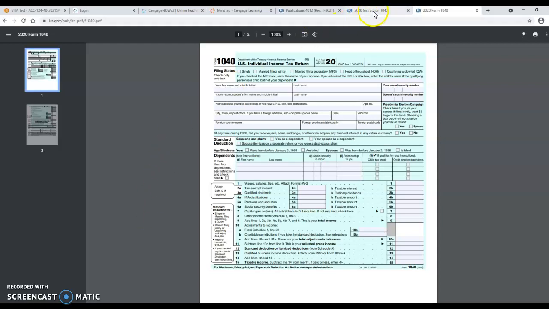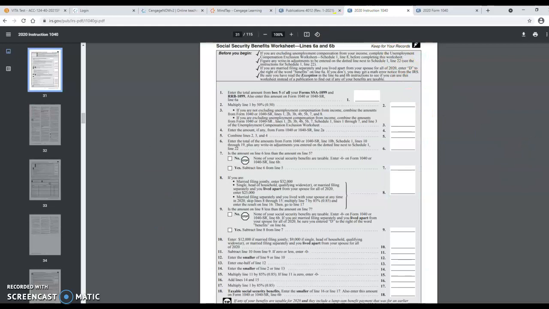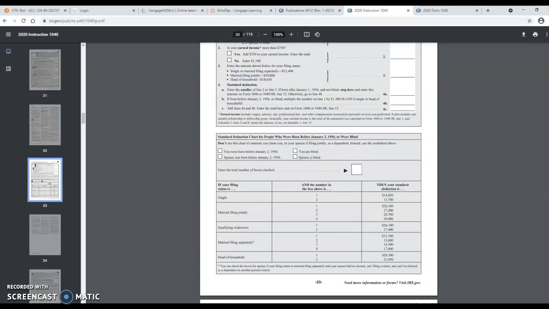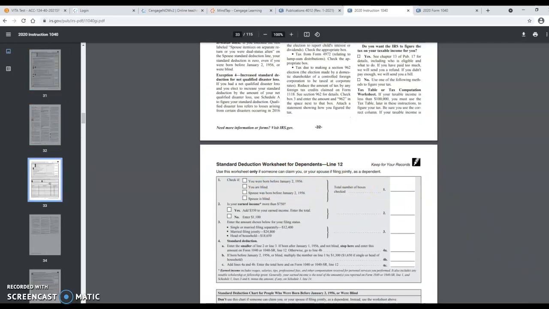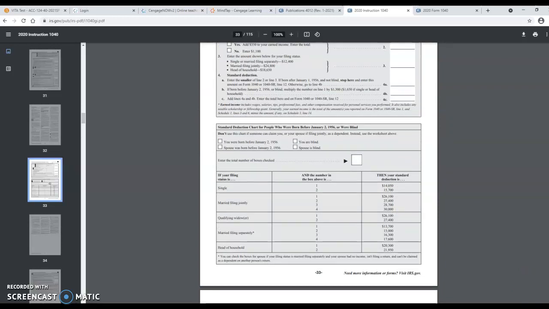And so if you take a look at that, okay, here's a standard deduction worksheet for dependents. Okay, here's standard deduction chart for people who were born before January 2nd, 1956 or were blind. Okay, so they're married filing joint. There's, you know, how many boxes did you fill out here, and that tells you right there how much their standard deduction is.